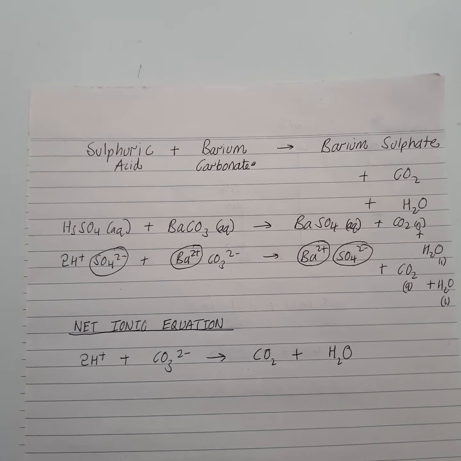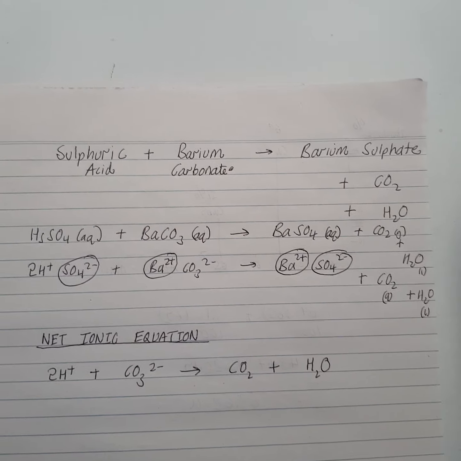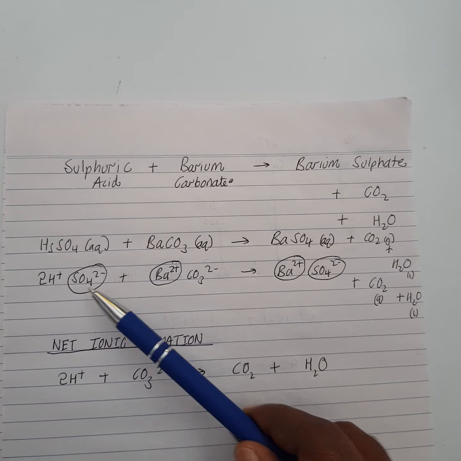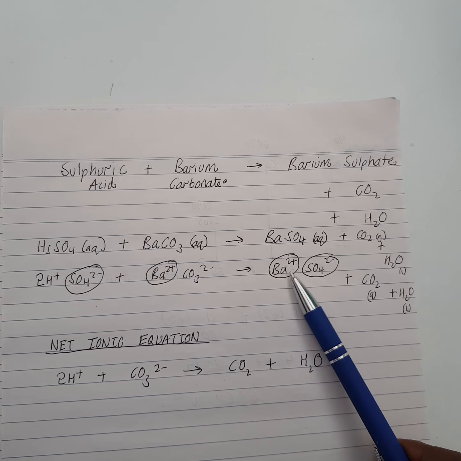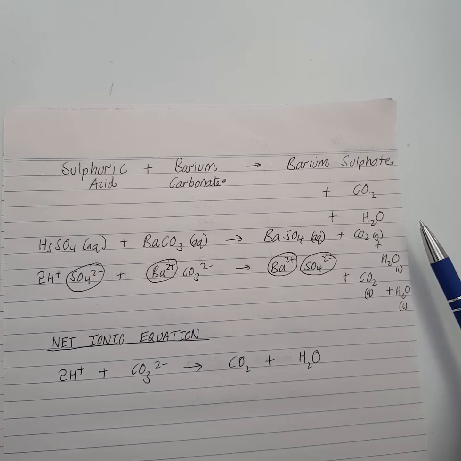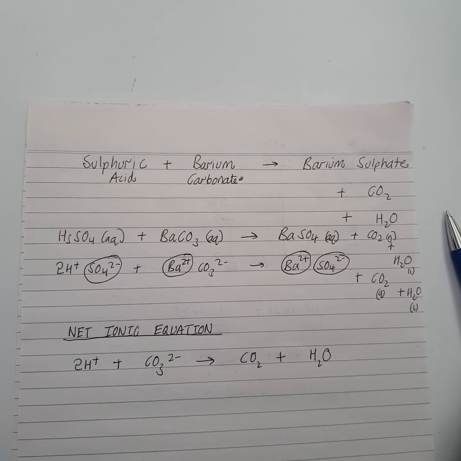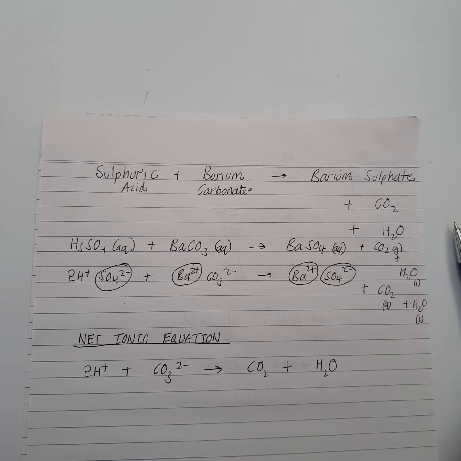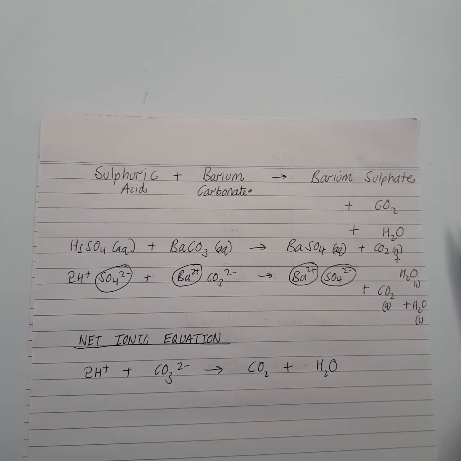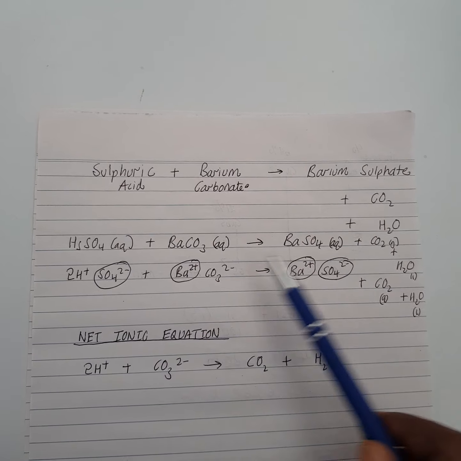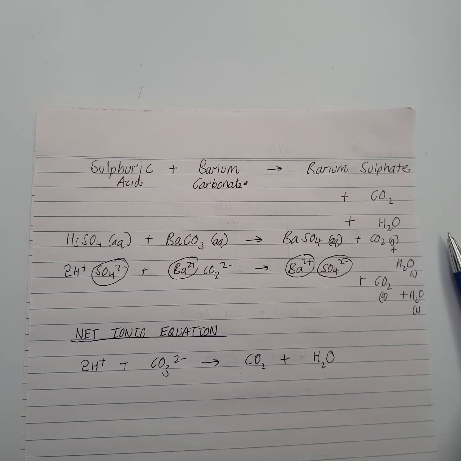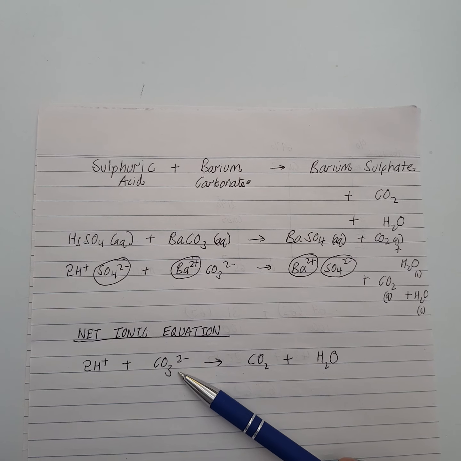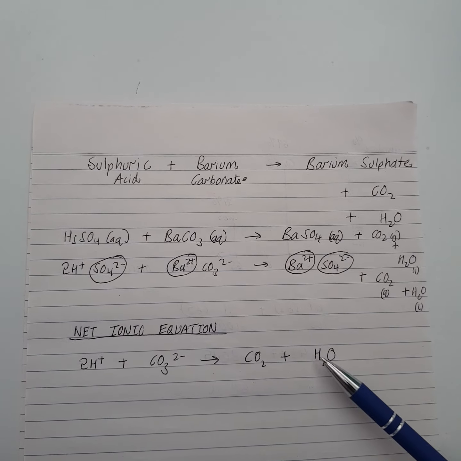The next thing you need to do is to identify your spectator ions. So if you look at here, sulfate is present in your reactant side as well as your product side. Barium's present in your product as well as your reactant, and the reason why they're spectator ions is they don't actually fully take part in the reaction, so therefore we need to get rid of them. Sometimes you can cross out. I've just put the circle to show you which ones are the spectator ions, and once you cross them out, you're going to come up with 2H+ and CO3 2- to produce carbon dioxide and water.